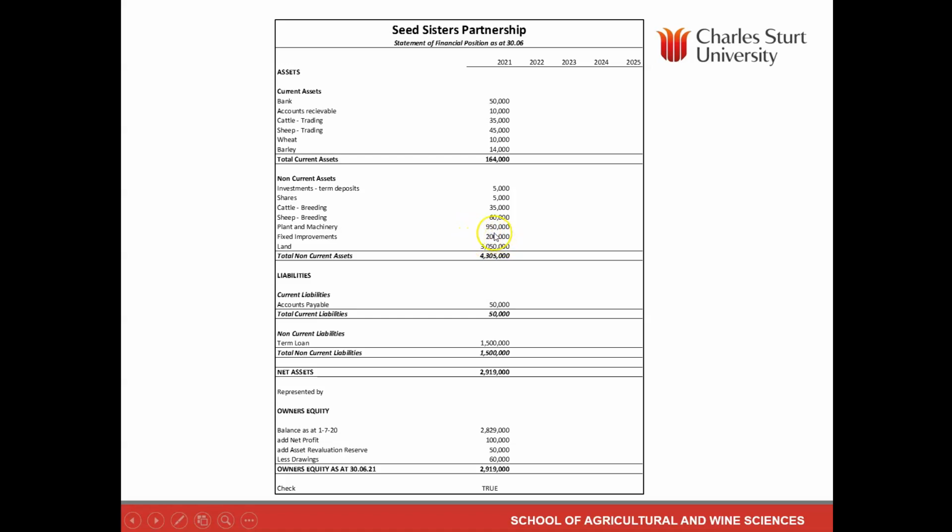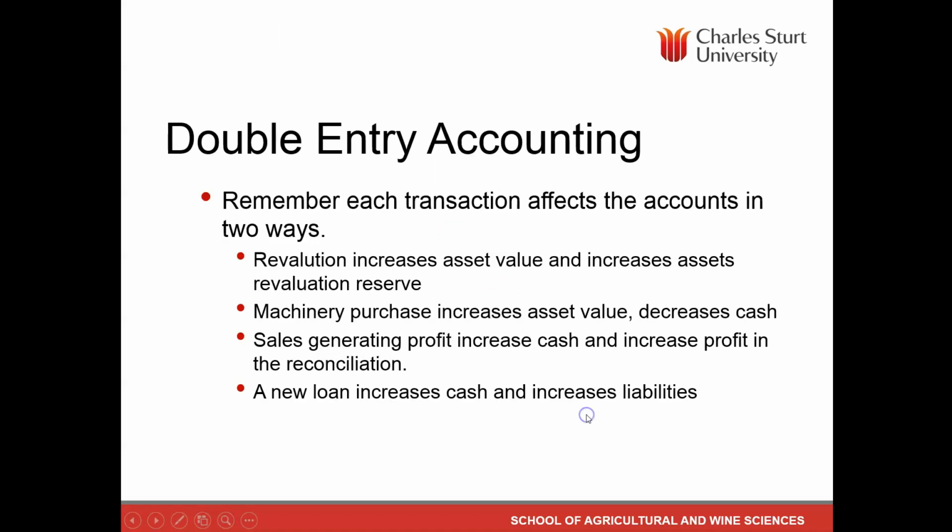So your plant and machinery will depreciate over that period of time, but that depreciation will reduce your profit figure, and that's how it will be encapsulated in that part of the equation there. So no upward revaluations of plant and machinery or fixed improvements over the term of your plan, just to simplify things. So in double entry accounting, just remember that each transaction affects the accounts in two ways.